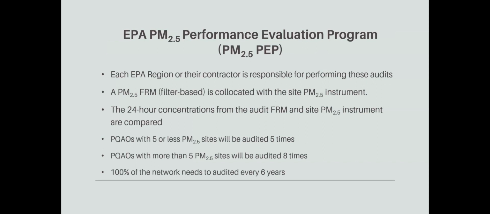If your network has 5 or fewer PM 2.5 sites, EPA will come out 5 times to conduct audits. If you have more than 5 sites, then there will be 8 audits. And the goal is EPA wants to audit 100% of your network over 6 years.